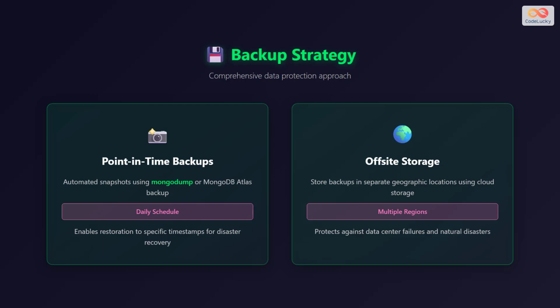Here's a comprehensive data protection approach. Implement automated snapshots using mongodump or MongoDB Atlas backup on a daily schedule. This enables restoration to specific timestamps for disaster recovery. Store backups in separate geographic locations using cloud storage across multiple regions, which protects against data center failures and natural disasters.